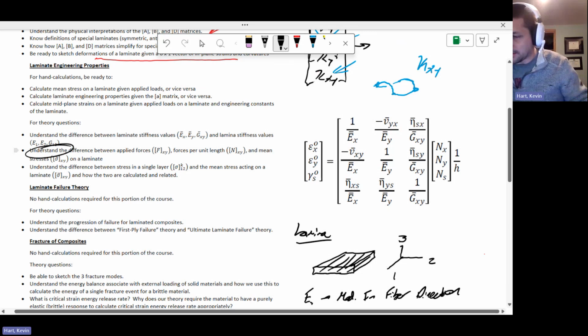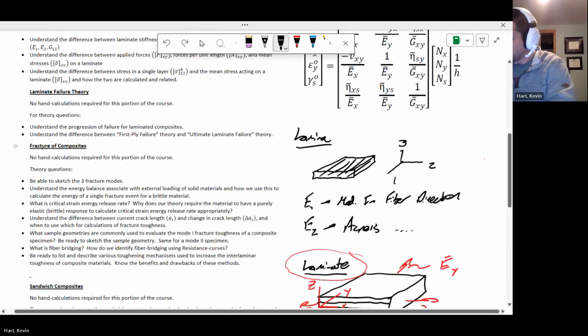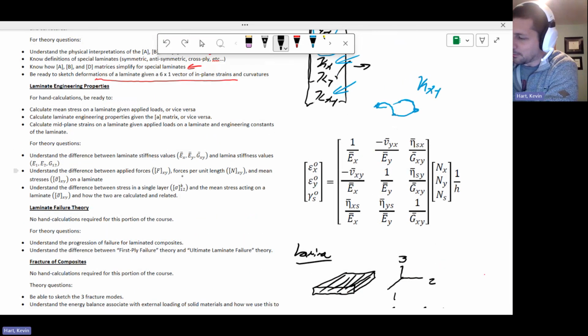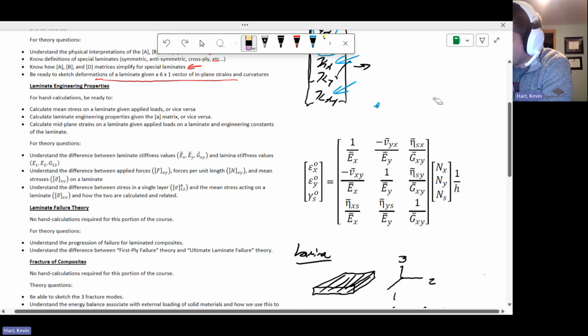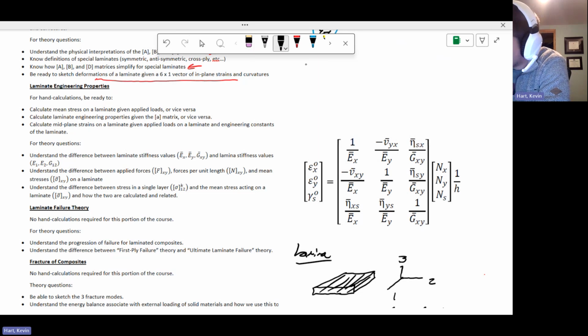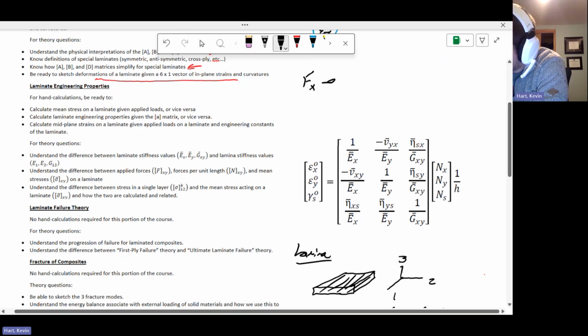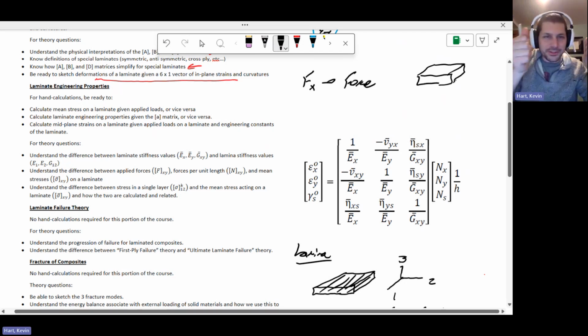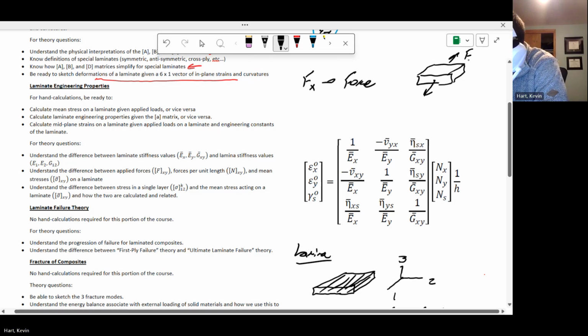Next, understand the difference between applied forces, forces per unit length, and mean stresses in a laminate. I've already discussed this quite a bit, so I don't want to belabor it, but Fx is a force that you've been dealing with since your statics class, all right? So if you have some laminate and you go to the tensile testing machine and pull on it with 1,000 newtons, that's a force, right? I think that's pretty easy. And this is going to be in newtons.